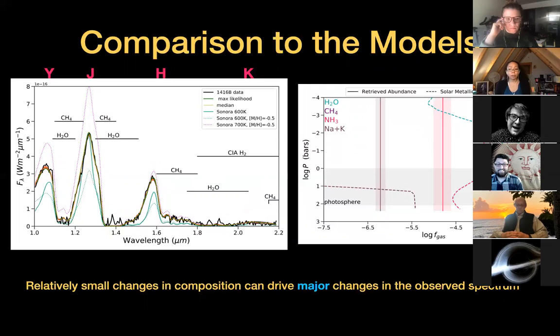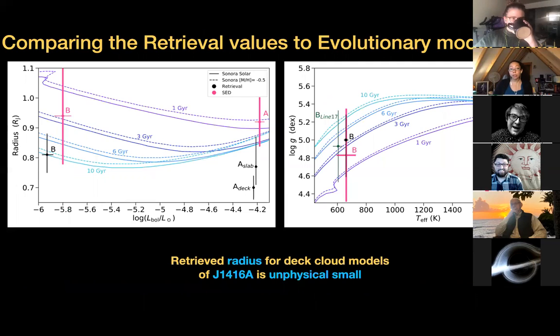When we look at our retrieved abundances, we notice for both methane and ammonia that we're seeing less than are expected from the solar metallicity models. And while these are very tiny differences, we notice that these really drive major changes in the observed shape that we see, particularly at these cooler objects. And this is really driving changes that we see in the spectra and this minor chemistry.